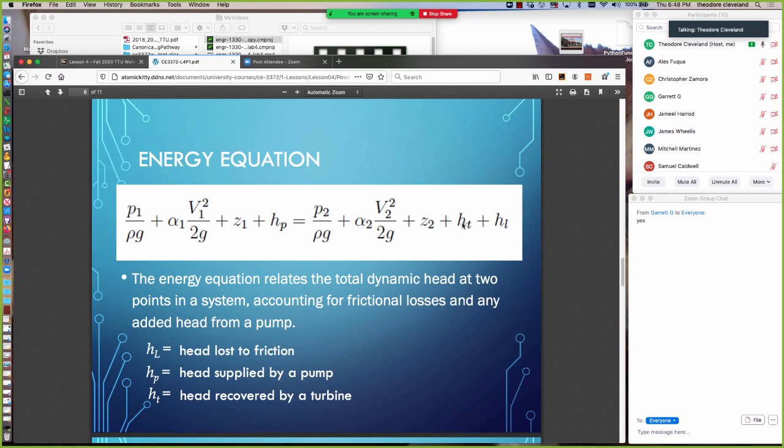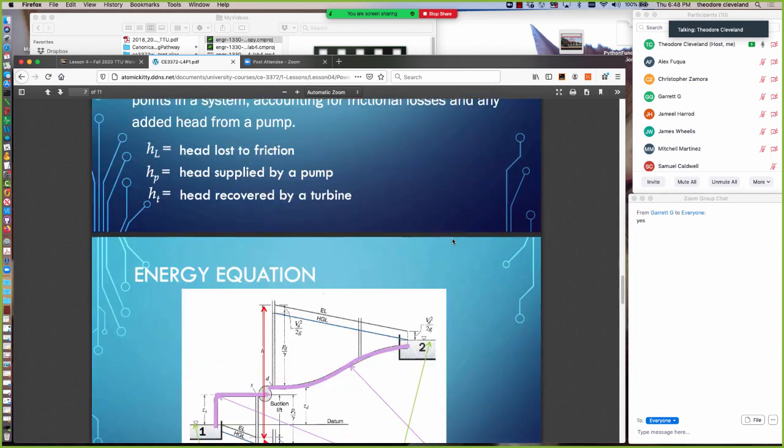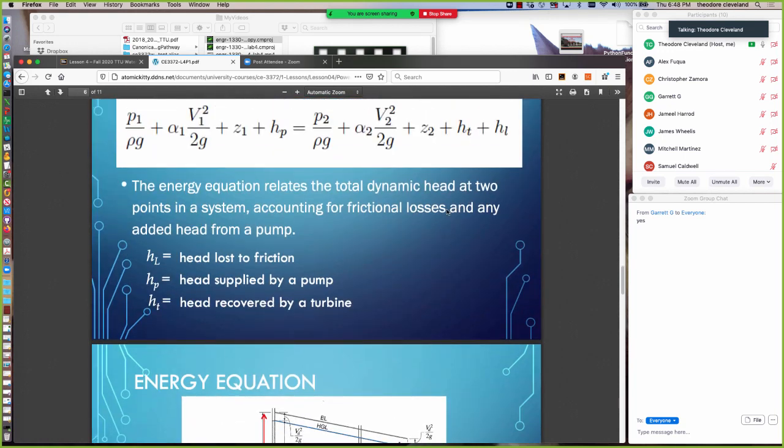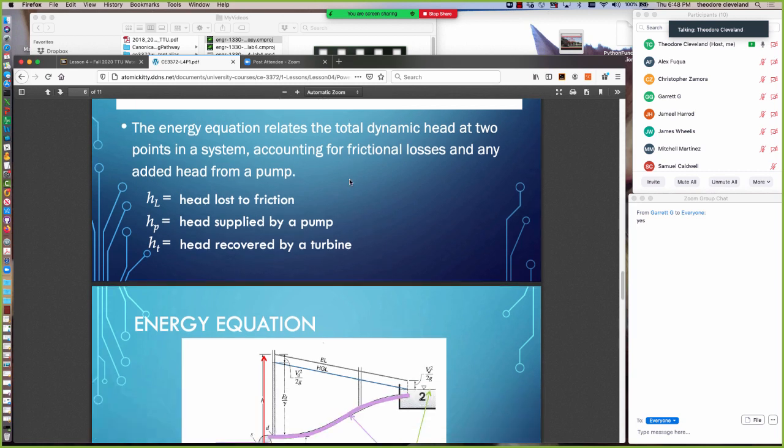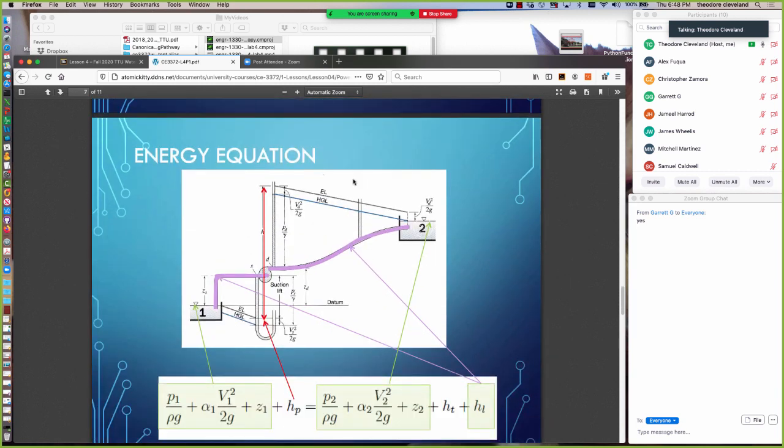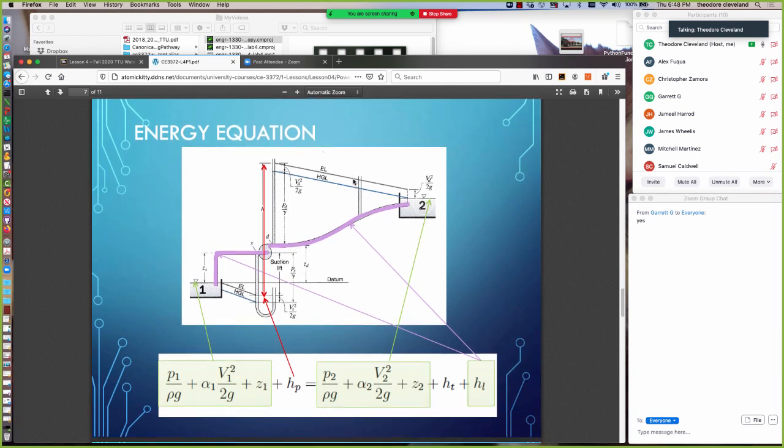H sub T is head that's removed from the system by a turbine, and H sub L is head that's removed from the system by friction. So that is a compact representation of the modified Bernoulli equation for a pipeline system. And we'll see this equation again in open channels. The terms have the same conceptual meaning, but they're defined slightly differently because they're defined relative to the location of the bottom of the channel. But that's later on.